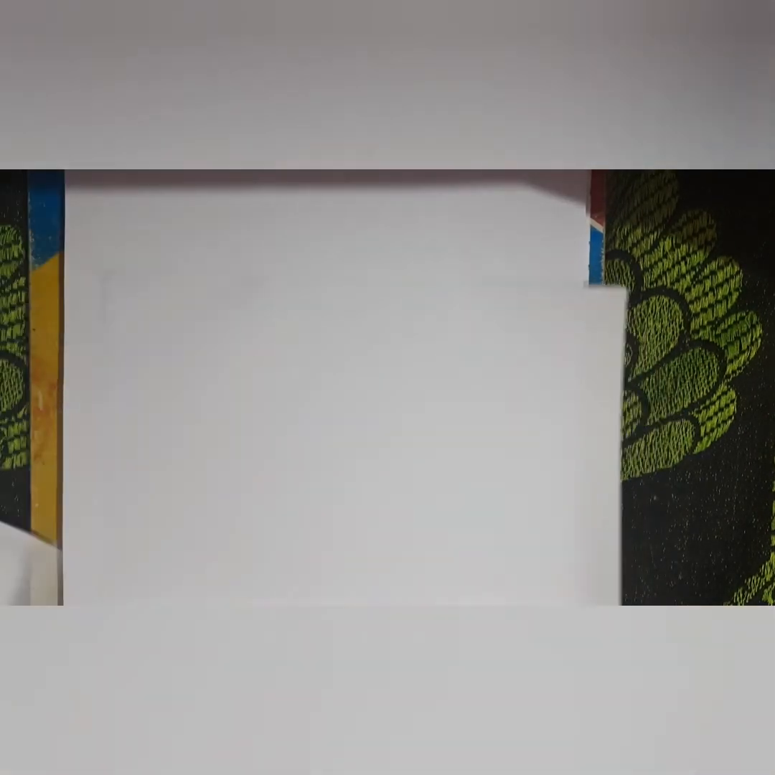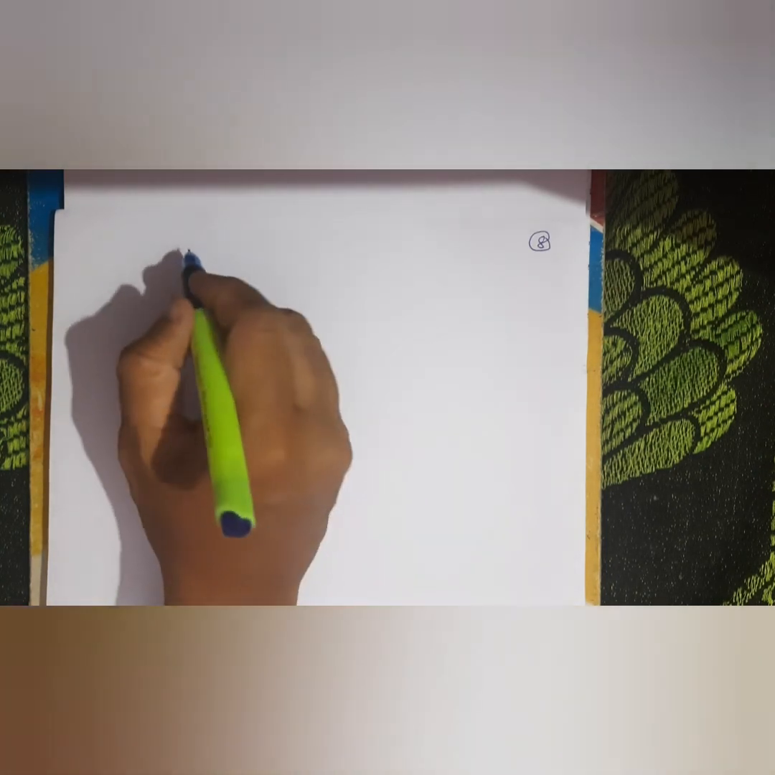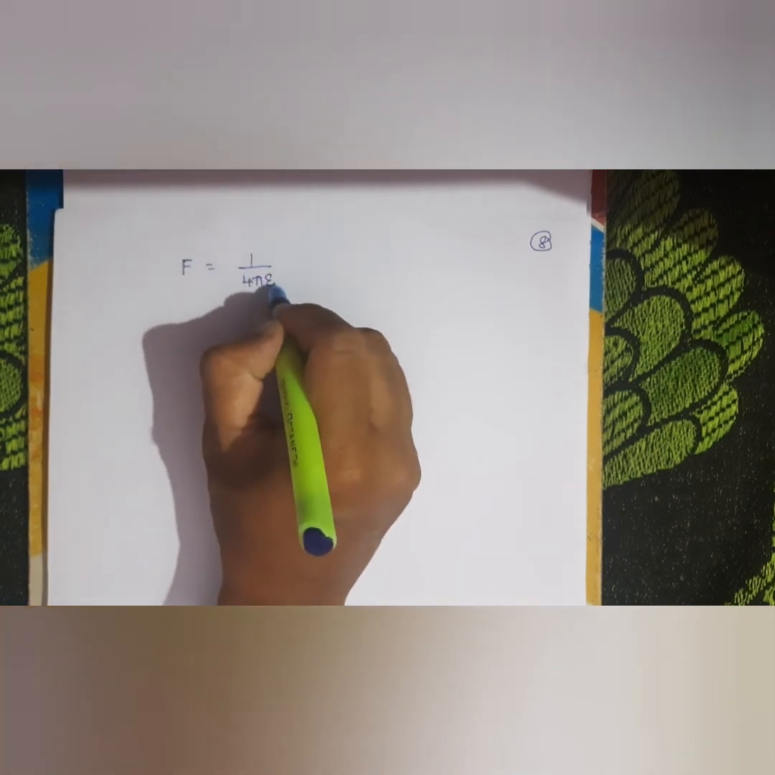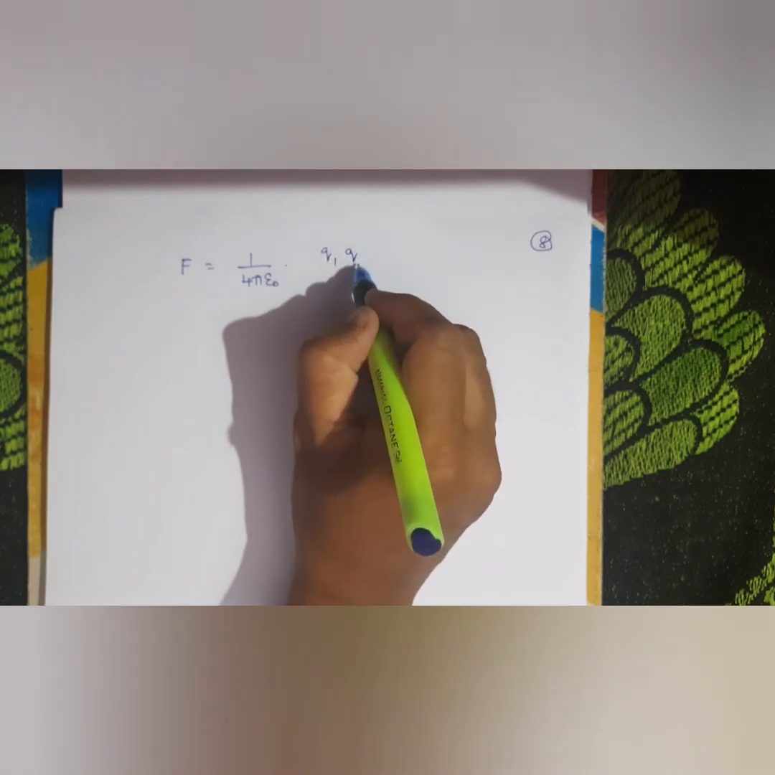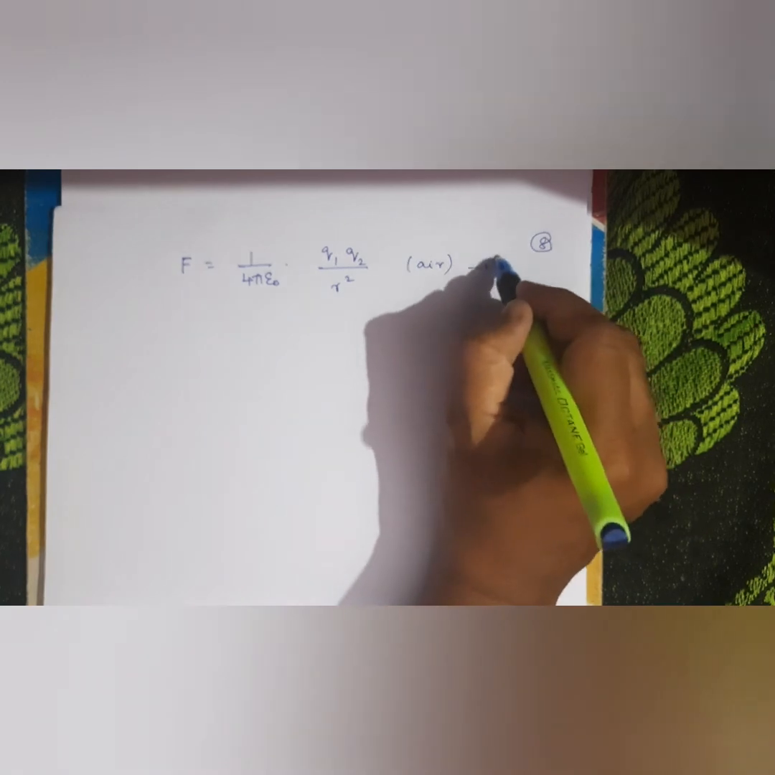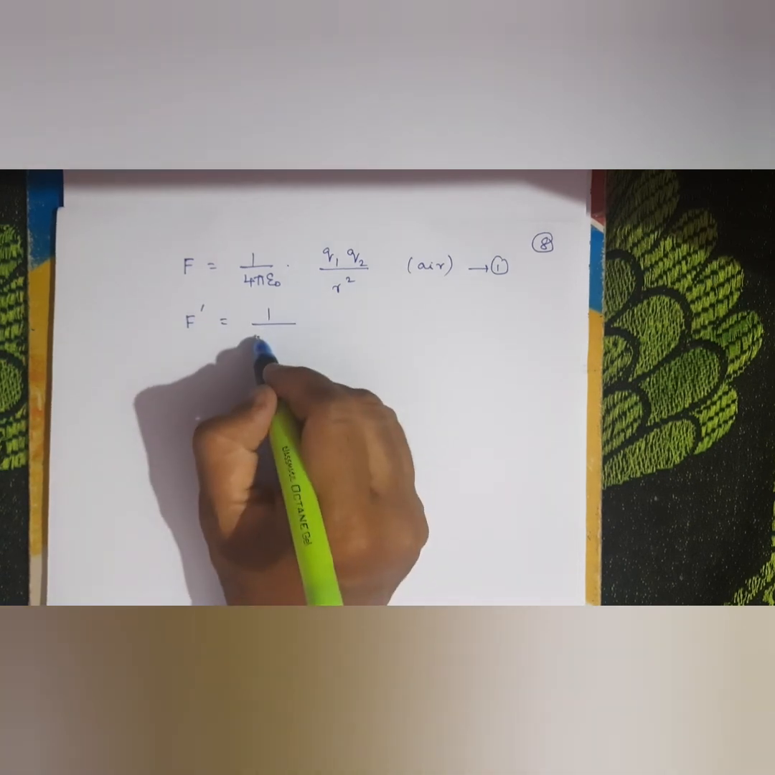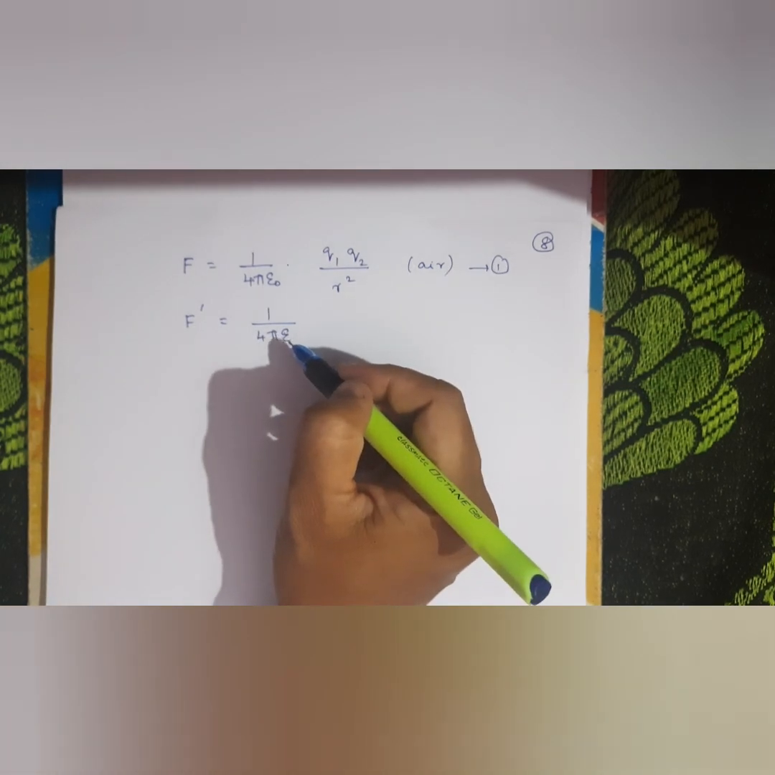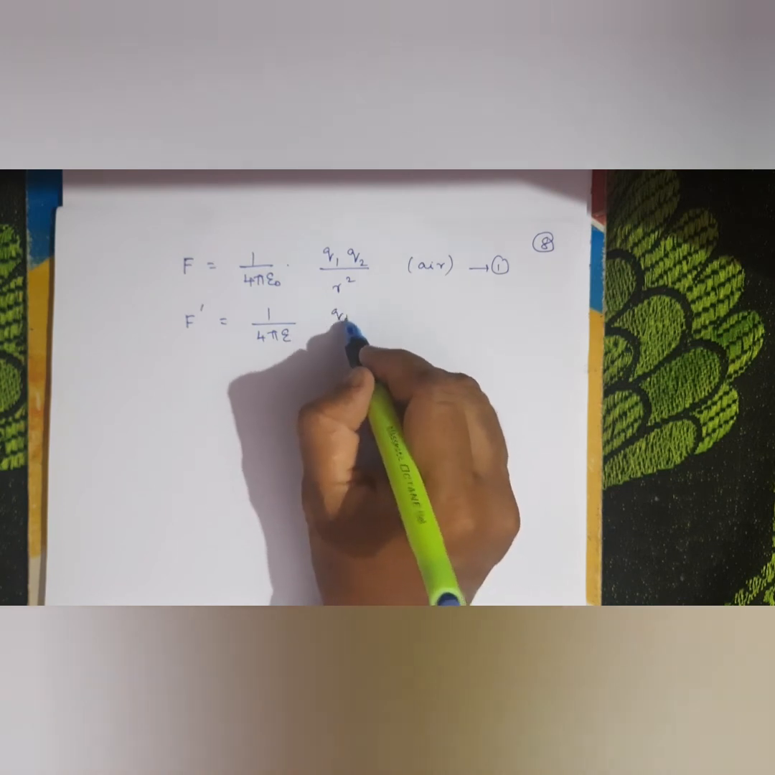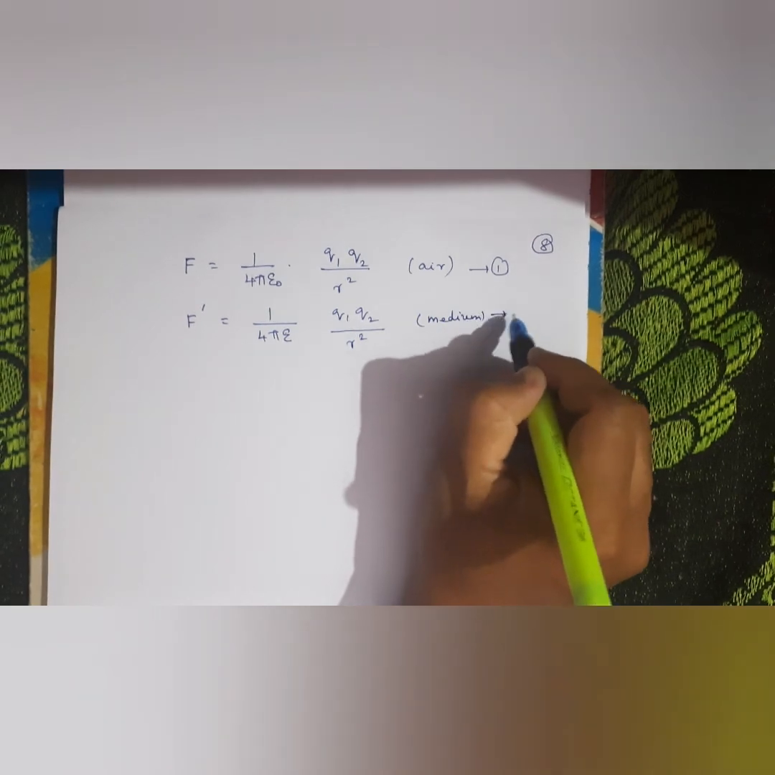So 2 point charges are placed at a certain distance. First, you write the equation F is equal to 1 by 4 pi epsilon naught, those charges you consider as Q1 and Q2, divided by R square, which is placed in air. This one is air, so equation number 1. Case number 2, let me consider as F dash. Now both the charges are placed in the medium. The problem is there is a medium of dielectric constant K. So q1 q2 divided by r square. So the second case is the charge placed in medium, equation number 2.